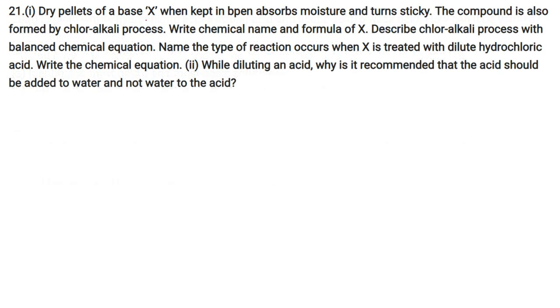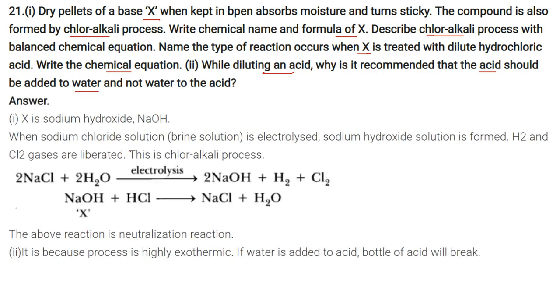Dry pellets of base X when kept in a pan, this absorbs moisture and turns sticky. The compound is also formed by chloralkali process. Write chemical name and formula of X. Describe this chloralkali process with balanced equation. Name the type of reaction occurring when X is treated with dilute hydrochloric acid. We have to write the chemical equation as well. While diluting an acid, why it is recommended that acid should be added to water and not water to the acid. First here, X is sodium hydroxide, that is NaOH.